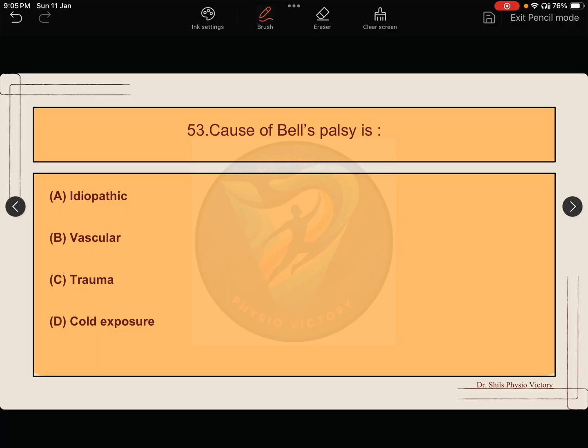Next, come to question number 53. Cause of Bell's palsy is option A, idiopathic, option B, vascular, option C, trauma, option D, cold exposure. Here the correct answer is option A, idiopathic. Cold exposure is an old phenomenon.